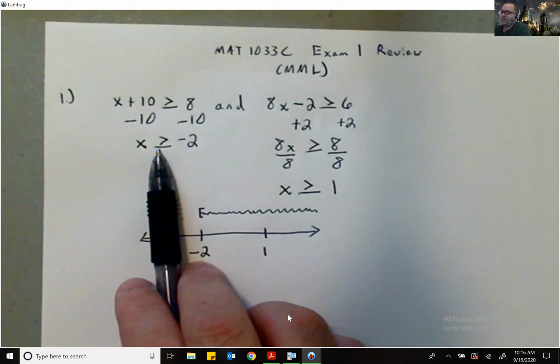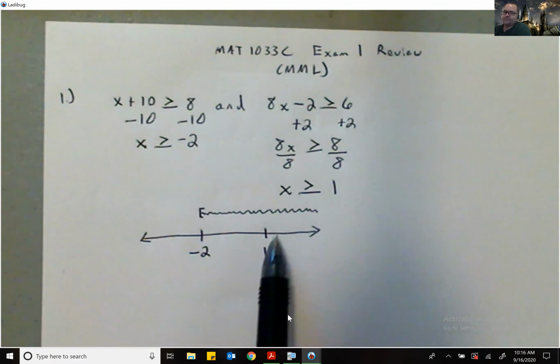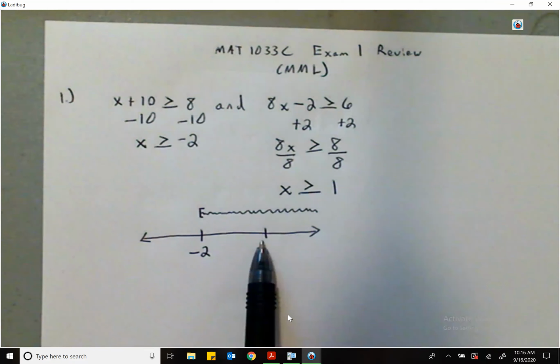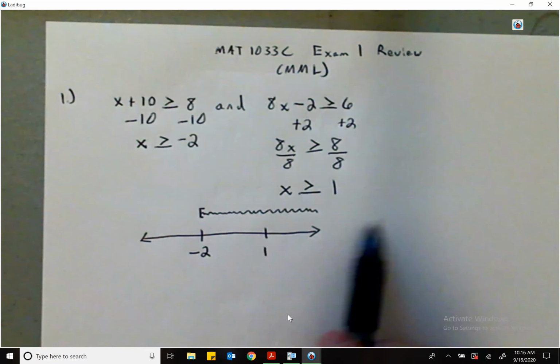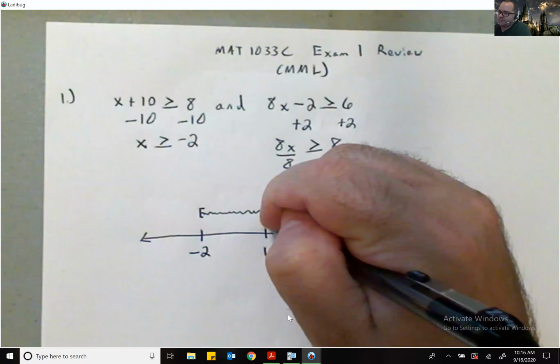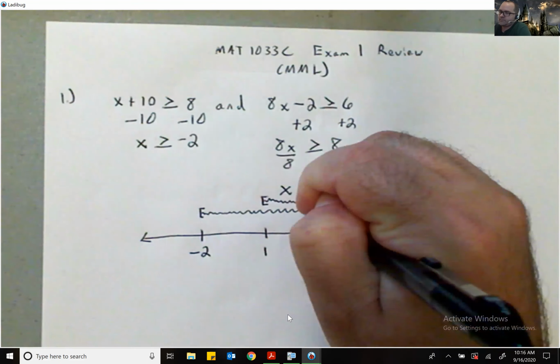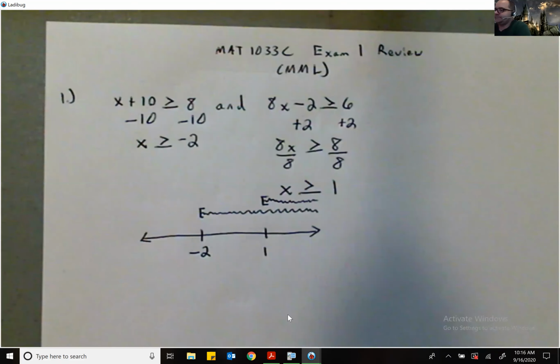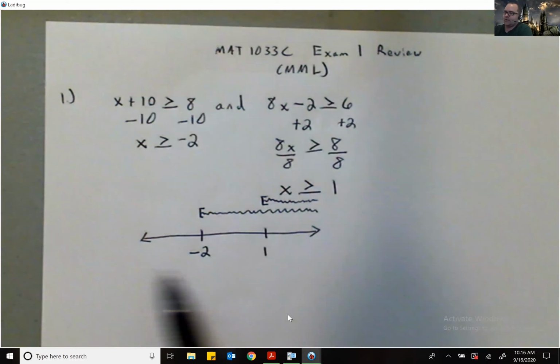All right. Bracket or parenthesis at 1? Bracket. Shade to the left or shade to the right? Straight to the right. Shade to the right. So I'm just going to put it above it. Okay. Now, there's what our graph looks like. Well, at least above it.